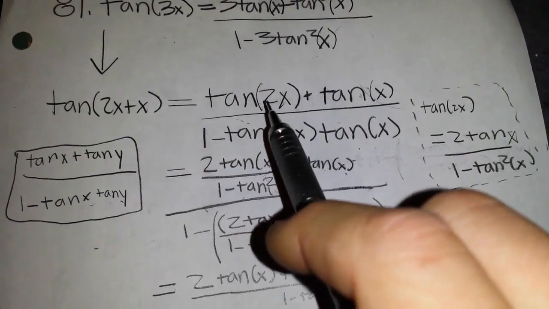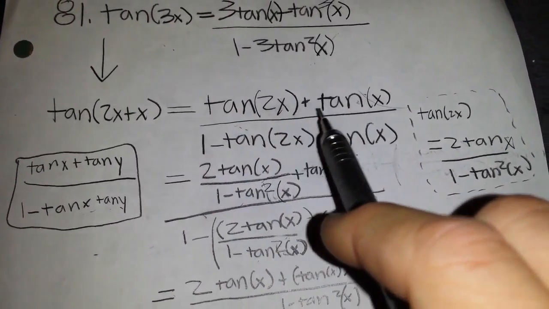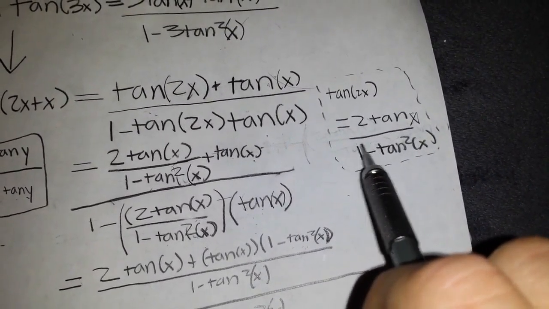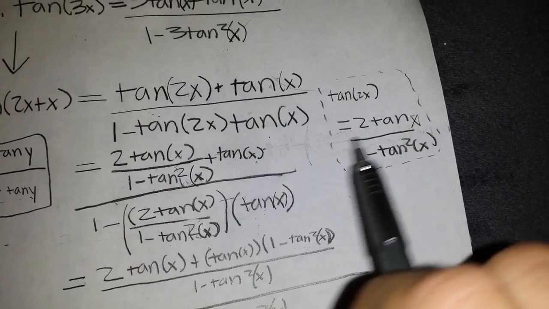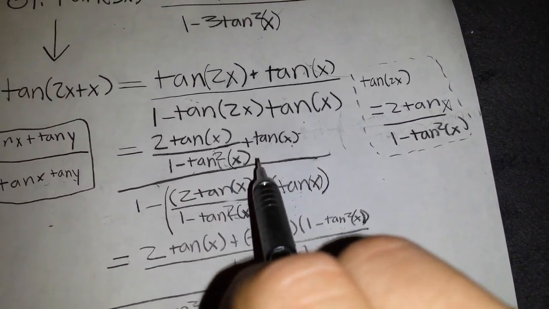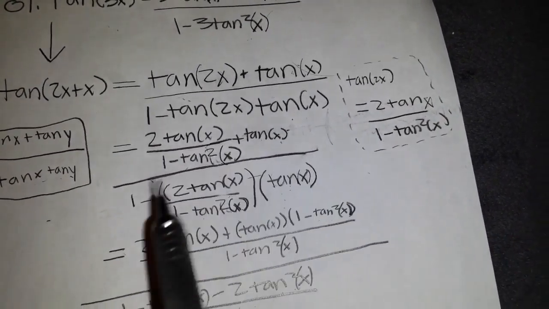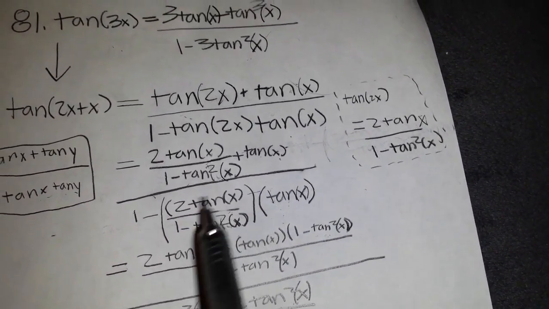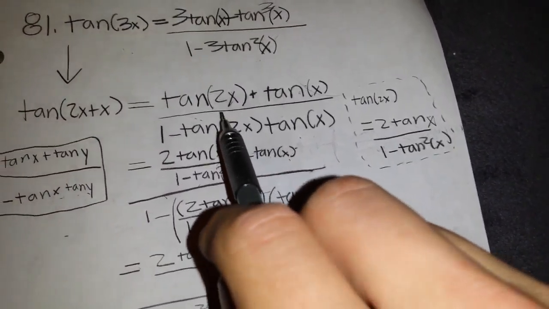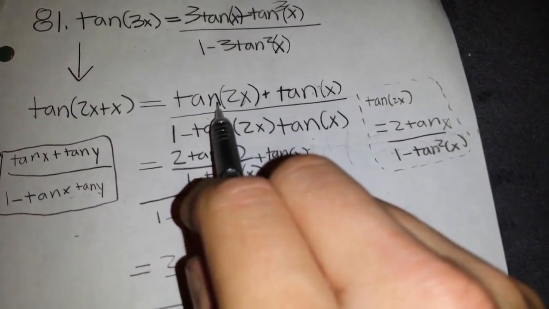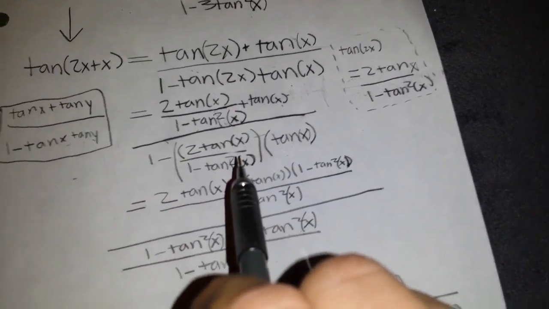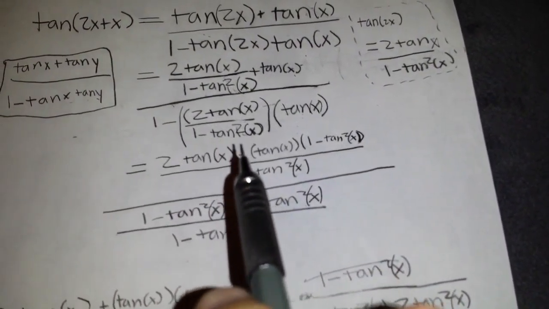And so we have to substitute tangent of 2x with the double angle formula, which is 2 tangent x all over 1 minus tangent squared x. So we get 2 tangent x all over 1 minus tangent squared x plus tangent of x, all over 1 minus 2 tangent x all over 1 minus tangent squared x times tangent of x. What we did is we substituted here and here.